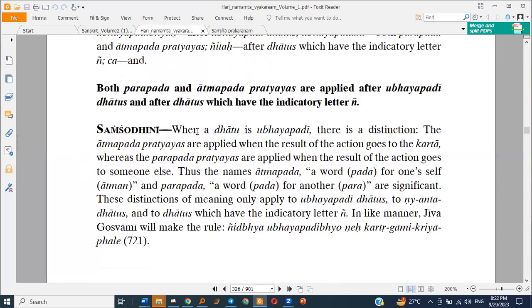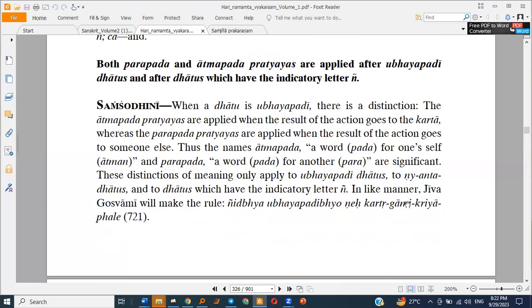Sankshodhani says something here. When a dhatu is Ubhayapadi, there is a distinction. The Atmapada pratyayas are applied when the result of the action goes to the karta. Kartri gami kriya phale. So when the result of the action of the verb goes to the karta, then Atmapada pratyayas are applied. Whereas the Parapada pratyayas are applied when the result of the action goes to someone else. Thus the names Atmapada, a word for oneself, and Parapada, a word for another, are significant. These distinctions of meaning only apply to Ubhayapadi dhatus, and to dhatus which have the indicator letter nya.